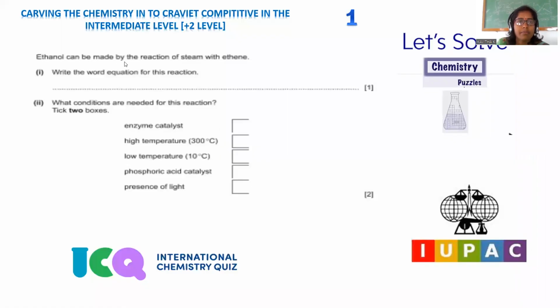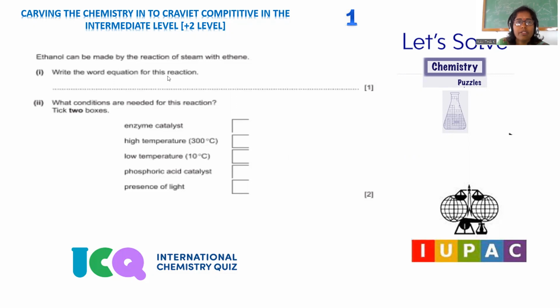Here, ethanol can be made by the reaction of steam with ethene. This is the synthesis of ethanol. Ethanol is a hydroxy compound and can be synthesized by multiple pathways. Among all, steam and ethene combine to form ethanol. This is the simplest example of an addition reaction. Unsaturated ethene can be treated with water. Steam is nothing but high temperature water. So whenever water reacts with ethene, the formation of ethanol is an addition reaction.